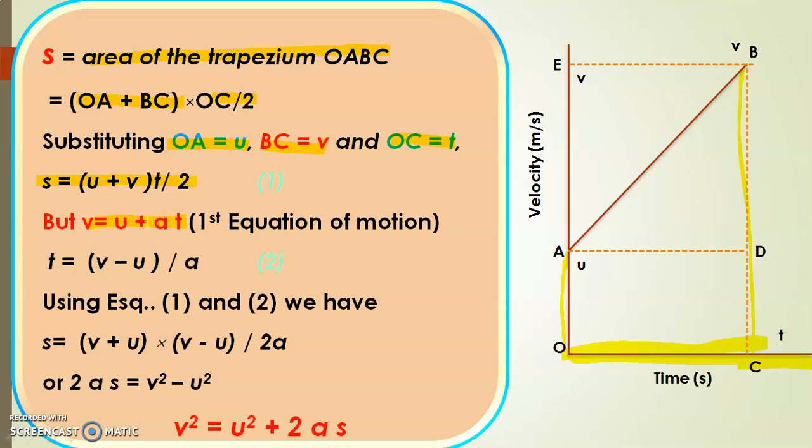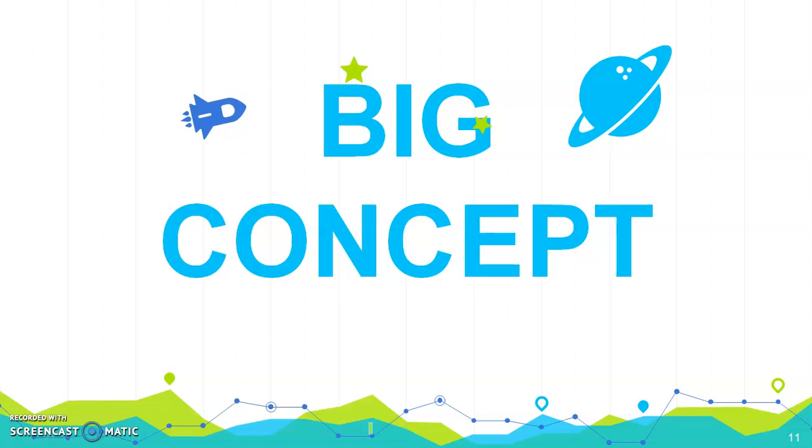So from here we will find the value of T, which will become (V minus U) divided by A, and then put this in the equation. We will get S is equal to (U plus V) into (V minus U) divided by 2A, and when we solve, we will get V square is equal to U square plus 2AS. Clear? So this is all about the equations of motion.